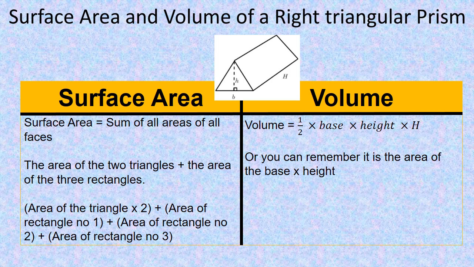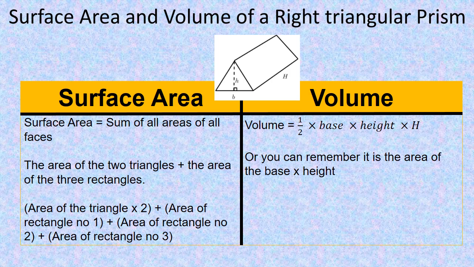Okay, and so you only have to work out one triangle, you double that, and then you say plus the area of rectangle 1, plus the area of rectangle 2, plus the area of rectangle number 3. But we'll have a closer look at how it works in practice just now. And then also with the volume is half times base times height times the big height.